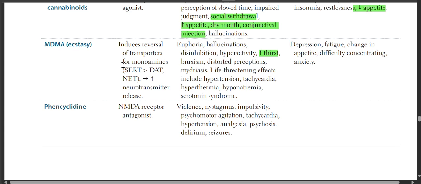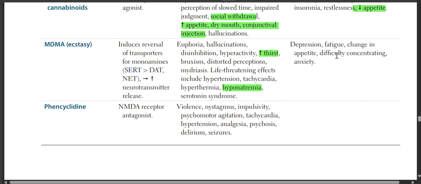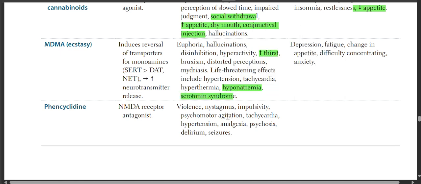Now, because these patients have a lot of thirst, they're drinking a lot of water. And because they're drinking a lot of water, you will see hyponatremia because of water leaching. Water leaching is similar in mechanism to primary polydipsia or psychogenic polydipsia, where patients drink a lot of water and they lose a lot of electrolytes. Finally, know that MDMA can affect the serotonin receptors, and that's why these patients can also develop serotonin syndrome, and hypothermia.